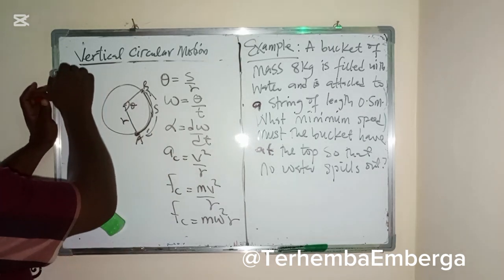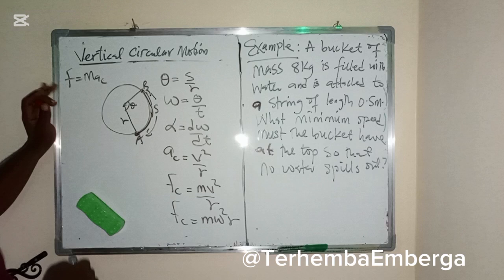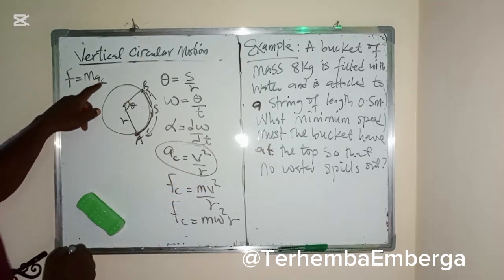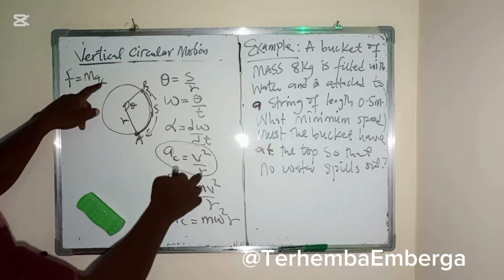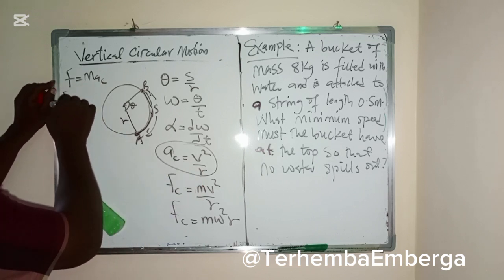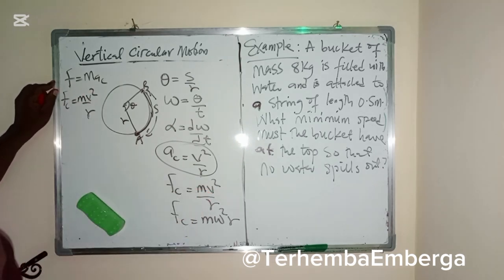from Newton's second law of motion, F is equal to ma. If this is the centripetal acceleration, we have defined the centripetal acceleration as a equal to v squared over r. So by the time you substitute that, we have F equal to mv squared over r. That's why we have this.